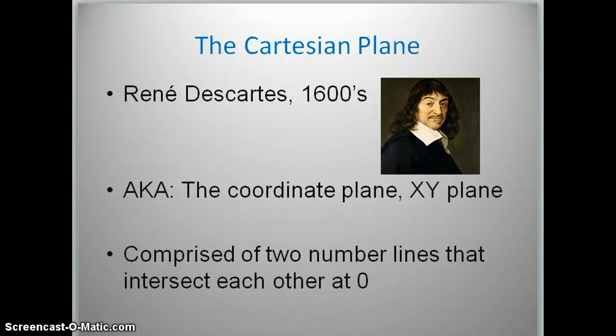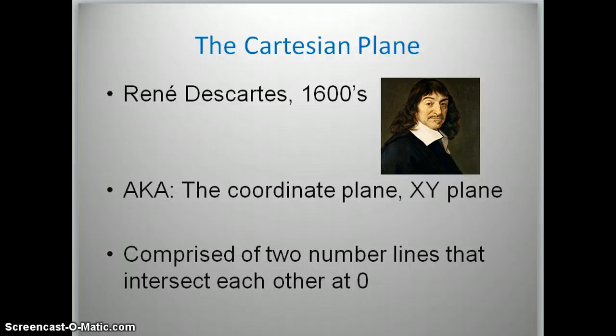Just to give you a little bit of history, the Cartesian plane is usually credited to the French mathematician René Descartes, who lived in about the 1600s. Of course, he wasn't the first person to use vertical and horizontal lines to locate objects or points, but we do usually credit him with the basic structure that we use today.